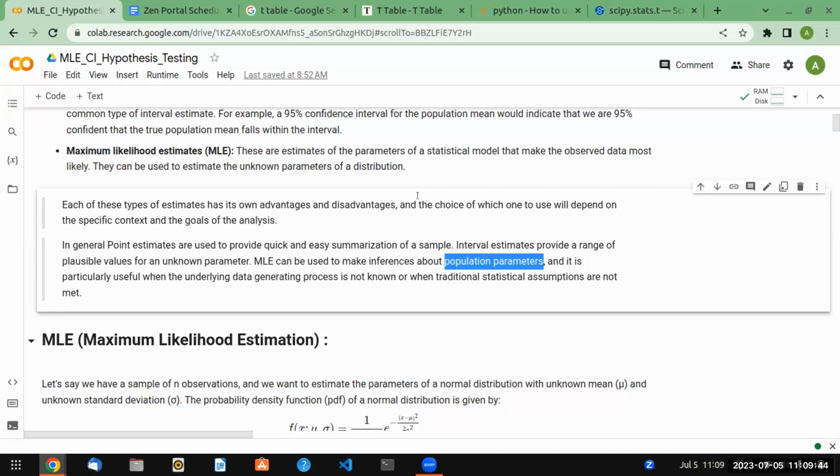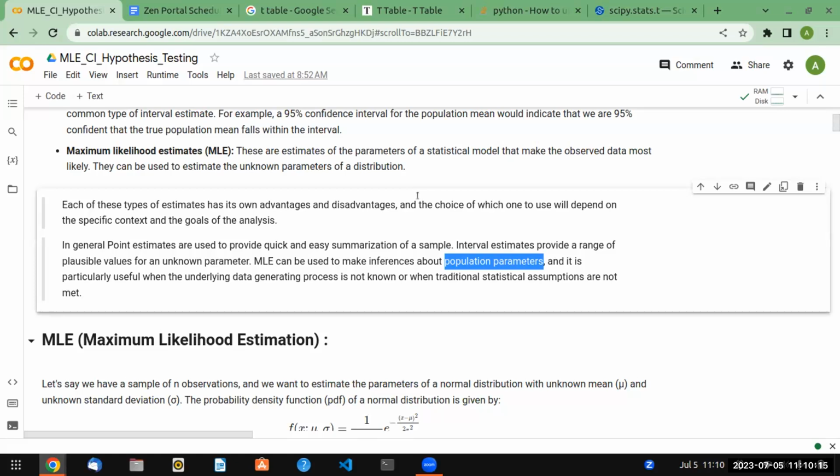It is particularly useful when the underlying data generating process is not known. What does that mean? That means about your data set, you don't know anything. It is a population; what data will you have? You only know the types of distribution. Okay.